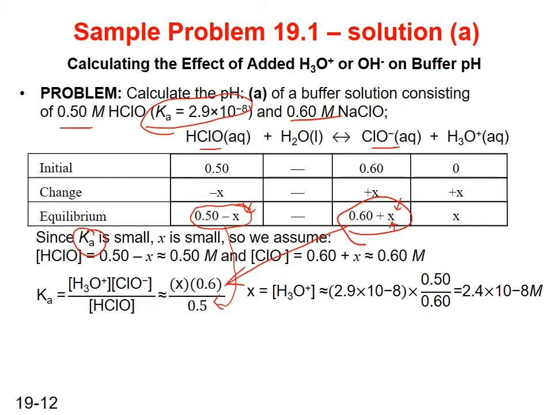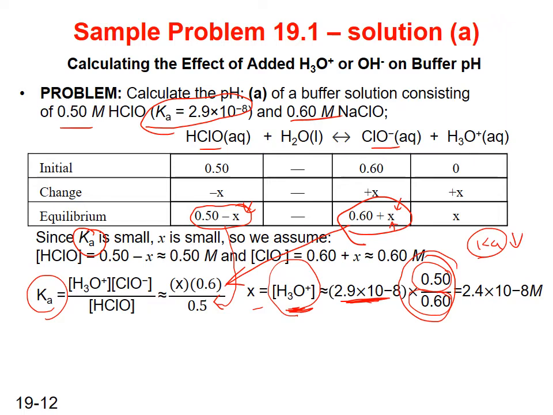So X can be easily solved, and you can see X is the hydronium ion, which is calculated by Ka multiplied by 0.5, the initial concentration of the acid, over the initial concentration of the base. So again, we see the hydronium ion concentration is determined by the ratio of the acid over the base.